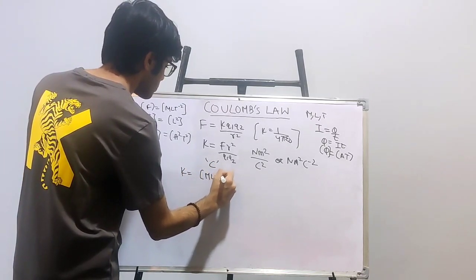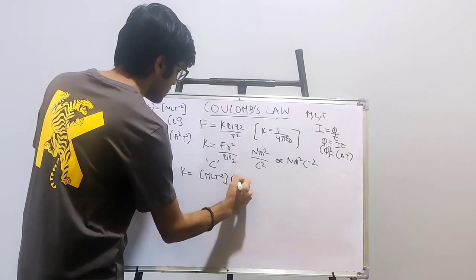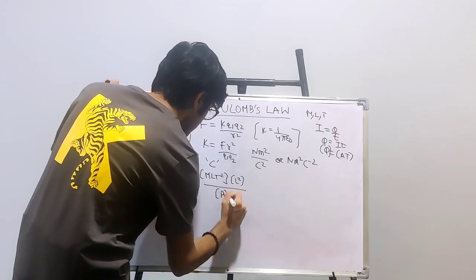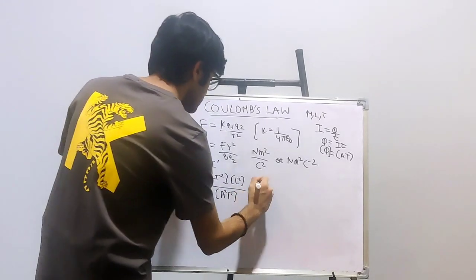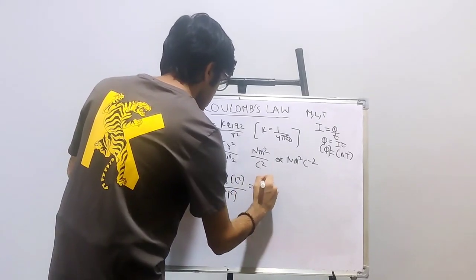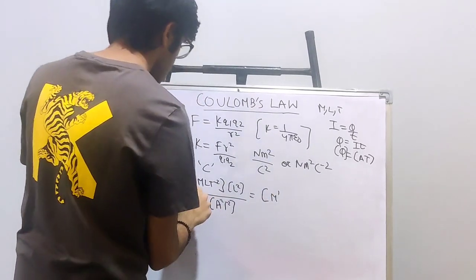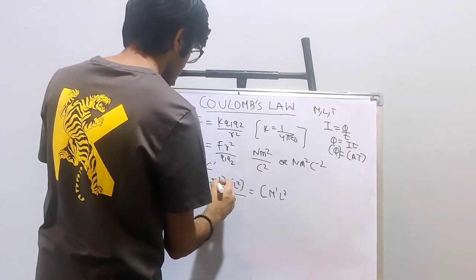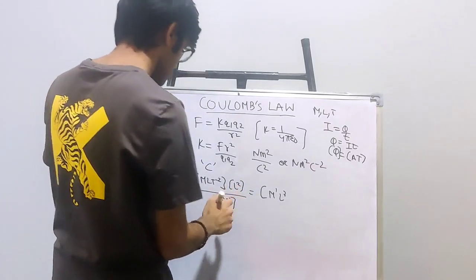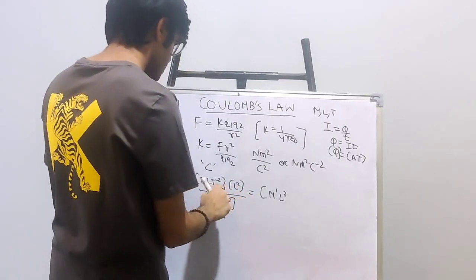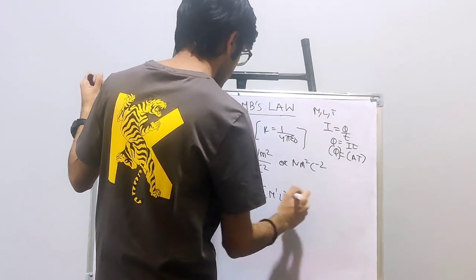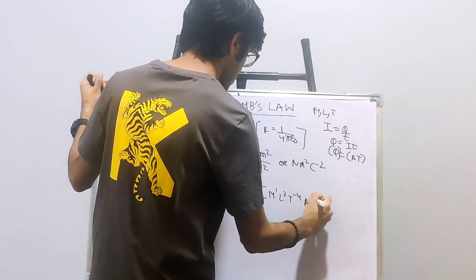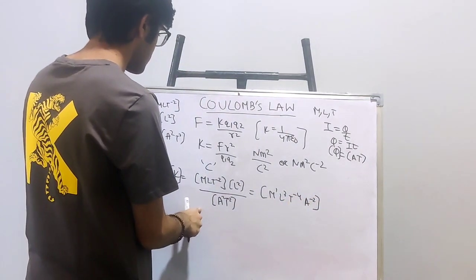Force is M L T minus 2. Radius squared is L square. Q1 Q2 is A square T square. So this becomes M1 L cubed T minus 2 minus 2, which is T minus 4, and A minus 2. So these are the dimensions of K: M1 L cubed T minus 4 A minus 2.